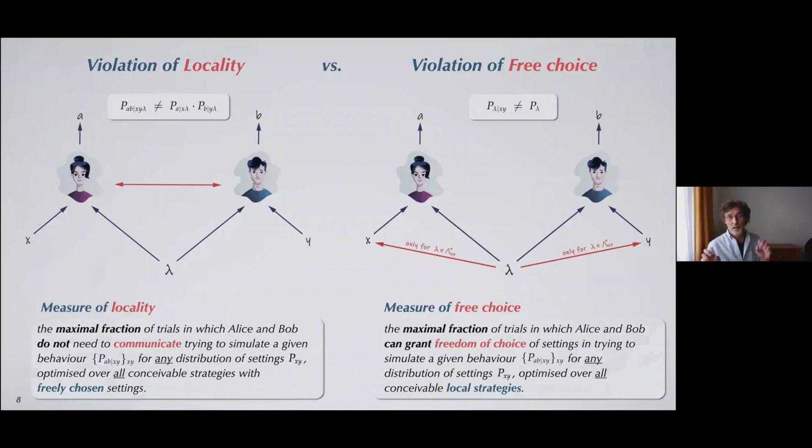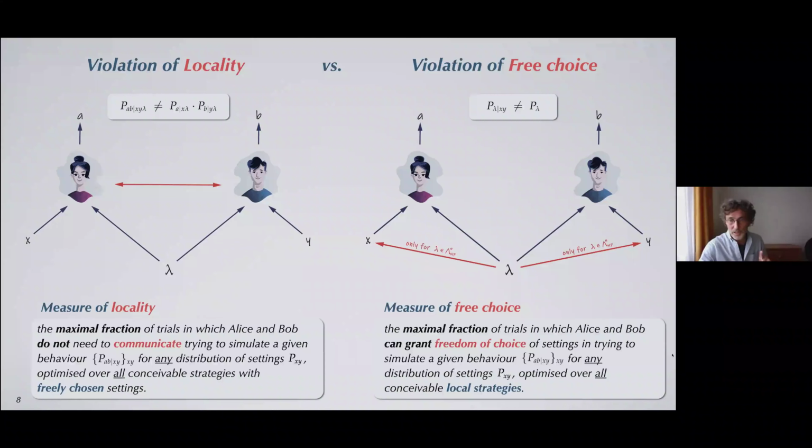This allows me to define a measure of locality and free choice for a given behavior without reference to any underlying specific model. So how to measure locality? The measure of locality will be the maximal fraction of trials in which Alice and Bob can be local, which means they do not need to communicate, trying to simulate this particular behavior for any distribution of settings which they can think of, optimized over all possible strategies with freedom of choice.